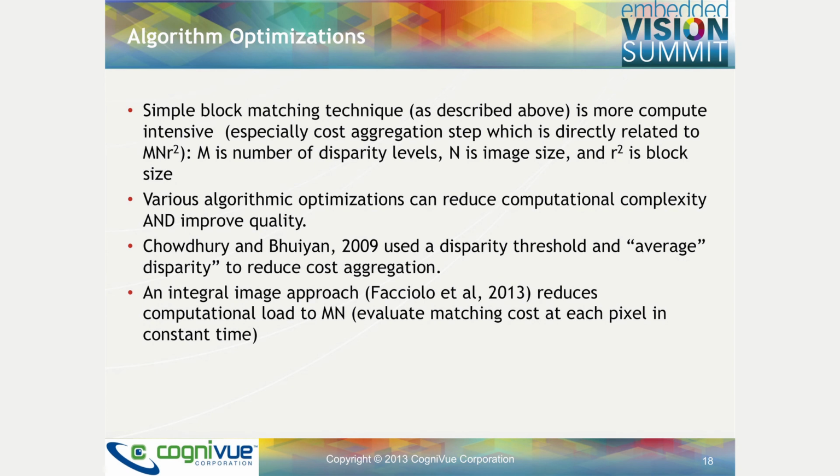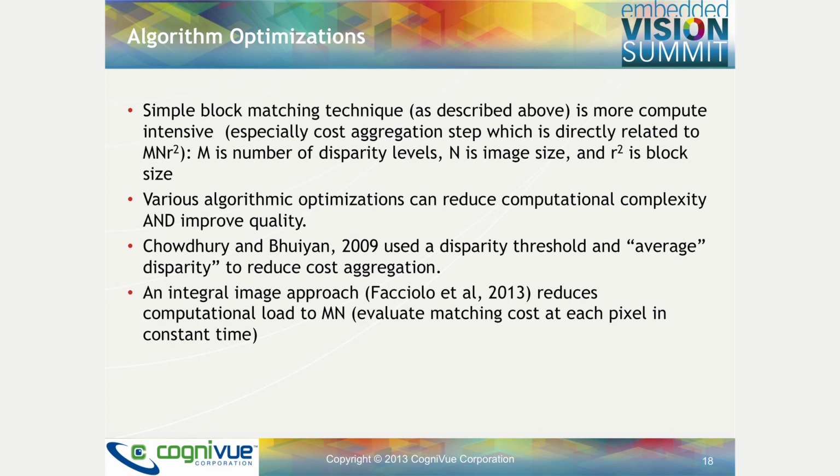Now, this is a very simple, no frills, block matching, local dense disparity mapping approach, but there are a number of different algorithmic tricks left to play. So for example, just looking at various kinds of examples in the literature, Chowdhury et al. and Bunan in 2009 talked about an average disparity approach. They used an intensity threshold when they were comparing the reference pixel against a matching pixel, and could discard pixels that fell outside of a particular intensity range.